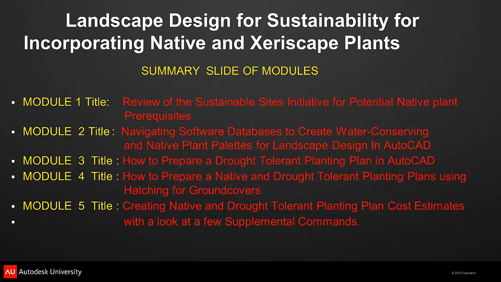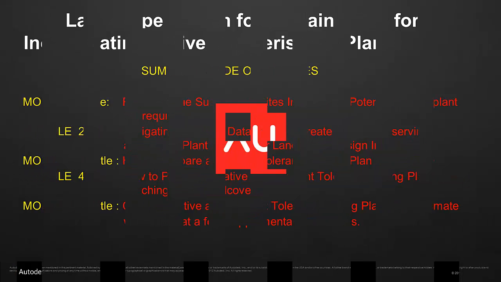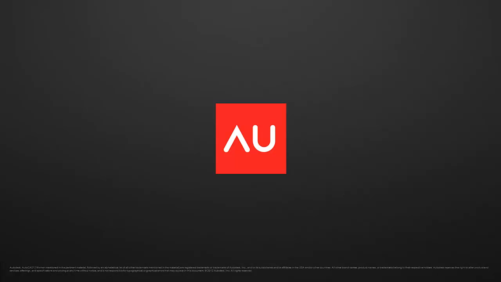I think for this video, we have demonstrated how utilizing native and drought-tolerant plants in a landscape design could be beneficial and applicable towards some of the potential SITES criteria. For our demonstration in the next video, we will prepare the pre-work necessary for the preparation of a planting plan. I will cover assembling a palette of native and drought-tolerant plants, and I will demonstrate the preparation of the sustainable planting plan. I thank you for your attention, and this concludes this PowerPoint.